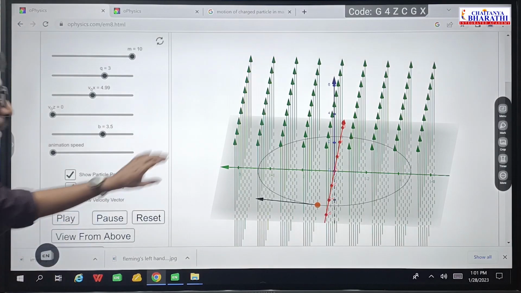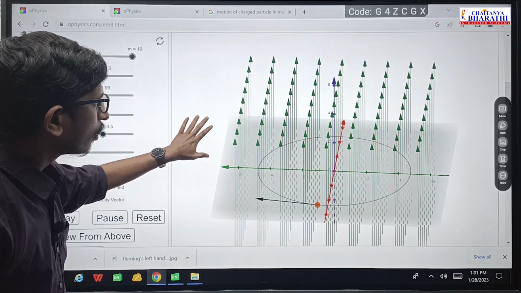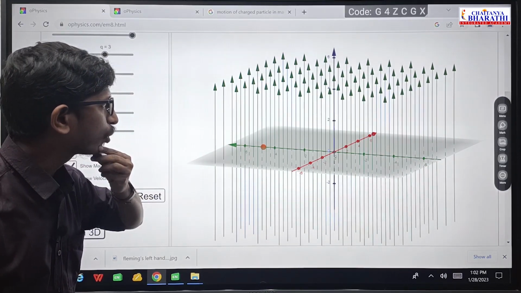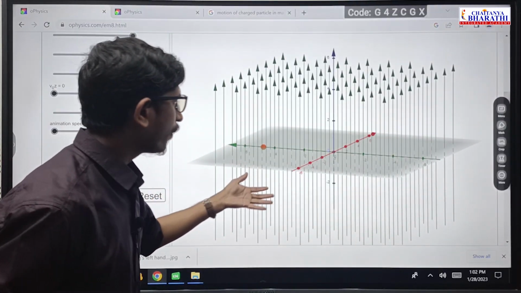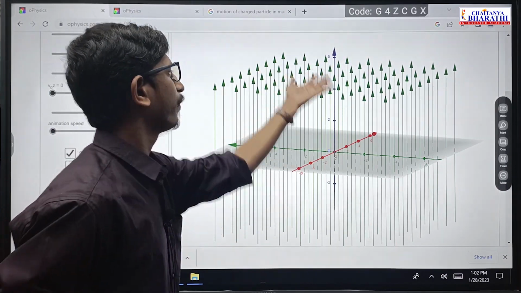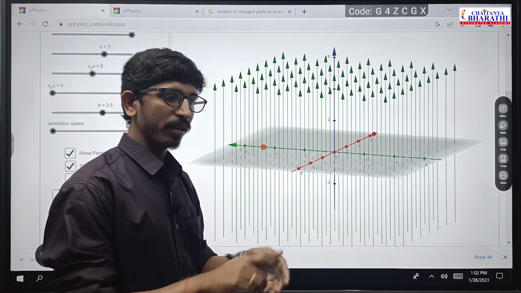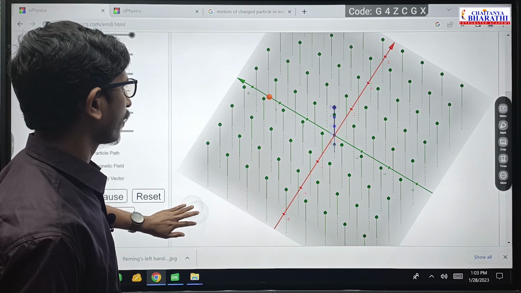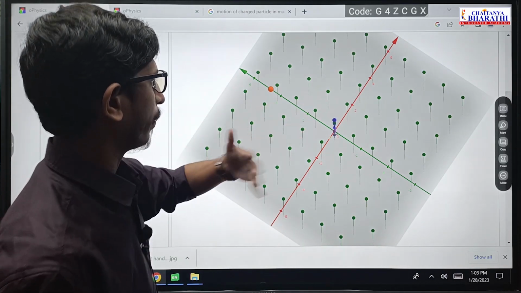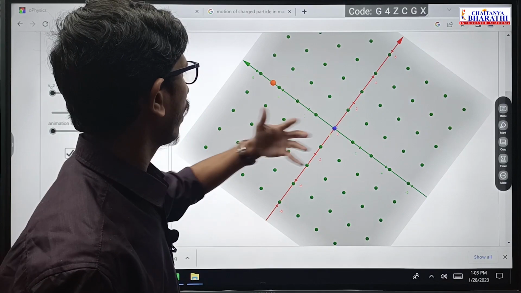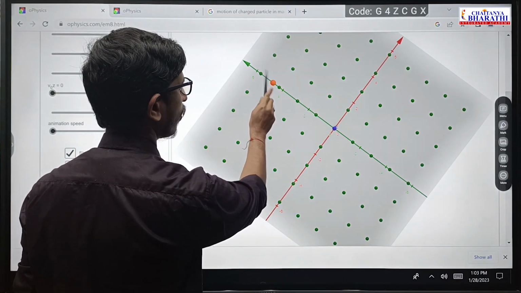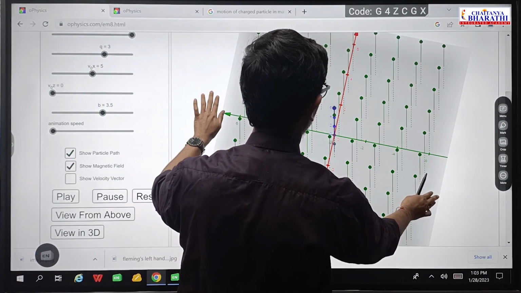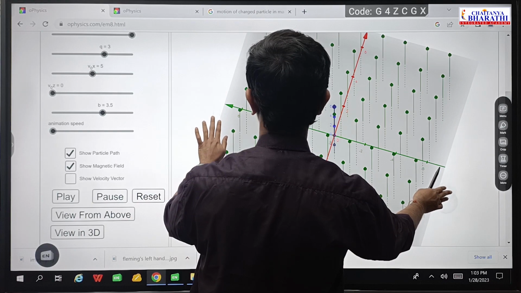This is a 3-dimensional simulation of a charged particle's motion in a magnetic field. We are taking a uniform magnetic field in the upward direction, in this upward direction. You can see this magnetic field is coming out of the paper, and this orange one is your charged particle. Let me set it up properly so that it makes sense to you all.